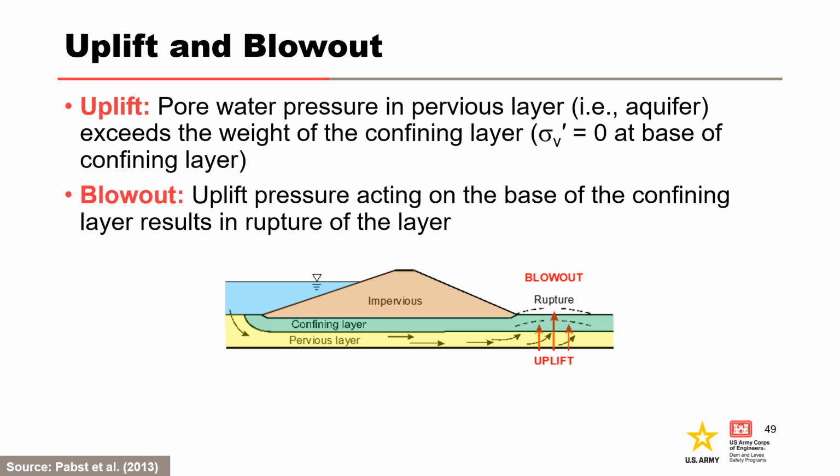Blowout ruptures the confining layer, providing an unfiltered exit to the ground surface. The location of the rupture may be the result of a defect and/or the location of maximum uplift pressure. If hidden deterioration was occurring before the blanket is ruptured, these locations may be coincident.